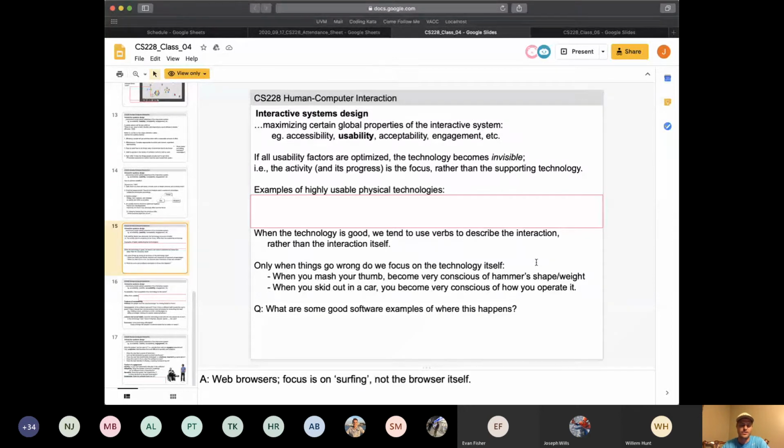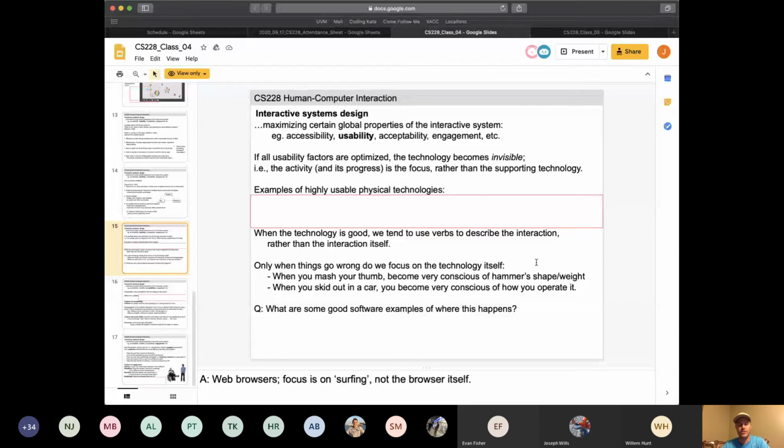He also says cars are an example of this. Not that you are carring, right? But there's a verb for it. I'm driving, not I am operating a car. There's a verb specifically used for that task because the object itself has become invisible. We don't ever talk about our operation of the car, like I am turning the steering wheel. We turn, we drive.